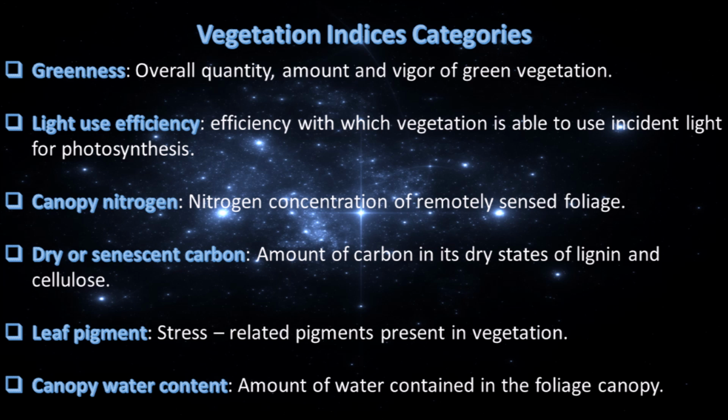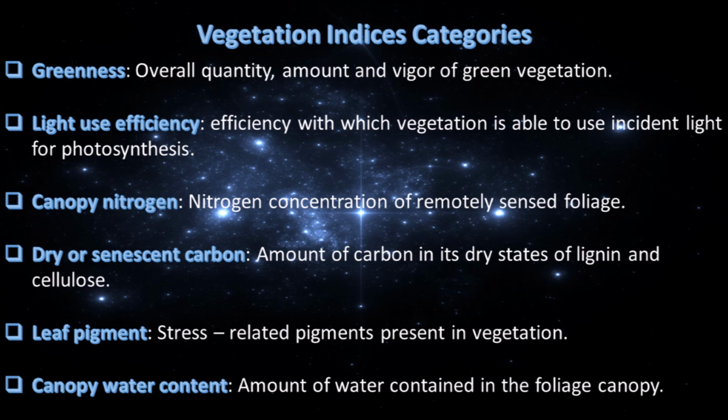The categories of vegetation indices are greenness, where vegetation indices are designed to measure the overall quantity, amount, and vigor of green vegetation in each pixel. Light use efficiency, where vegetation indices are designed to provide a measure of the efficiency with which vegetation is able to use incident light for photosynthesis, which is closely related to carbon uptake and vegetation growth rates.